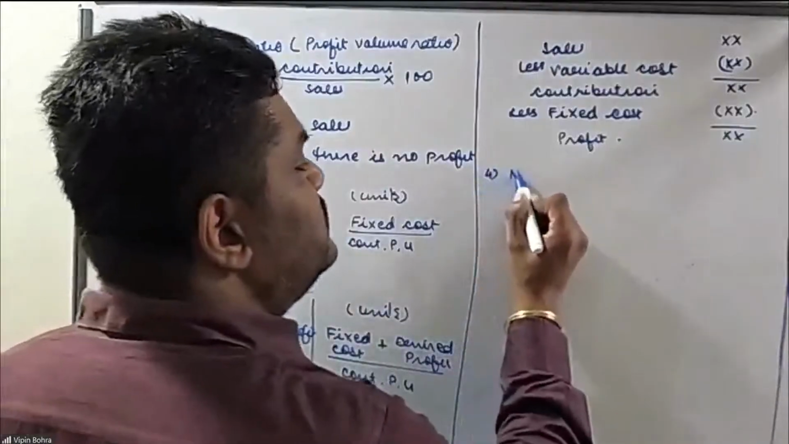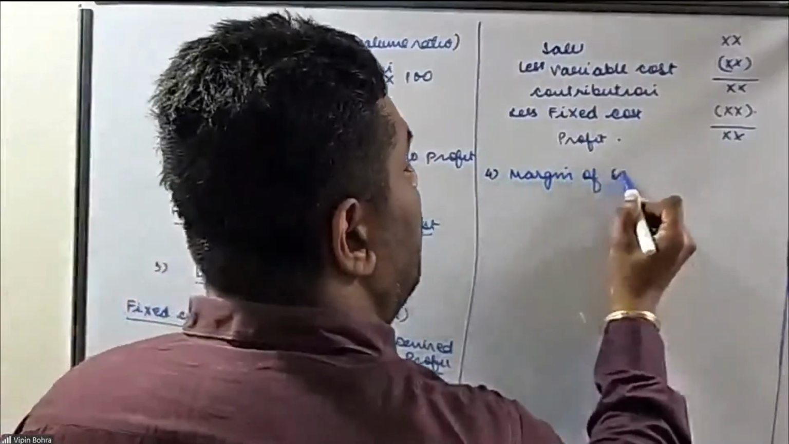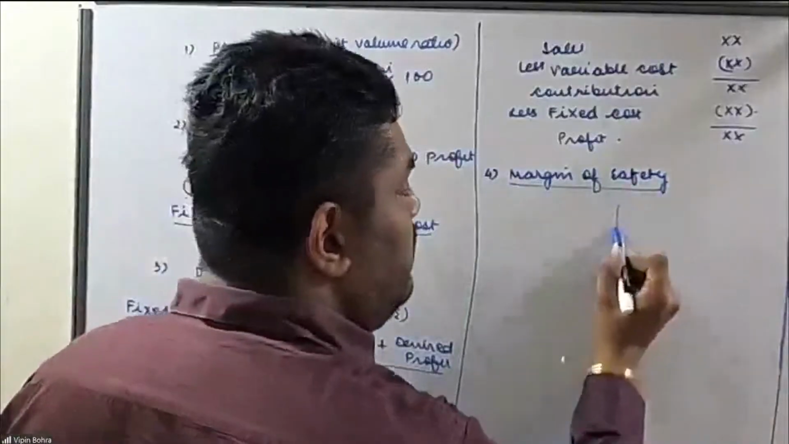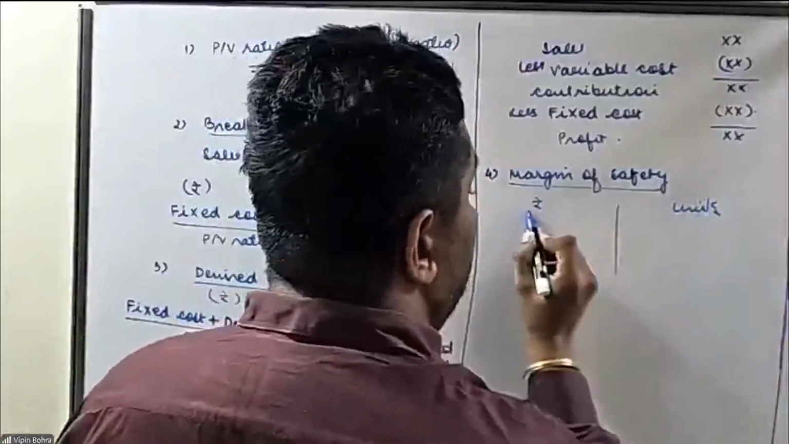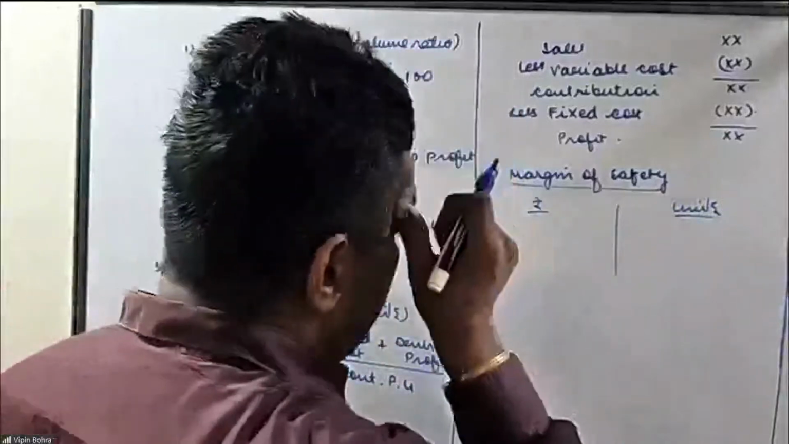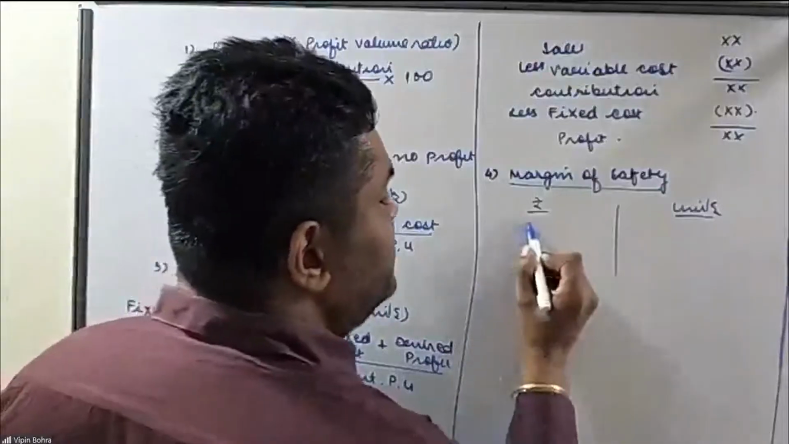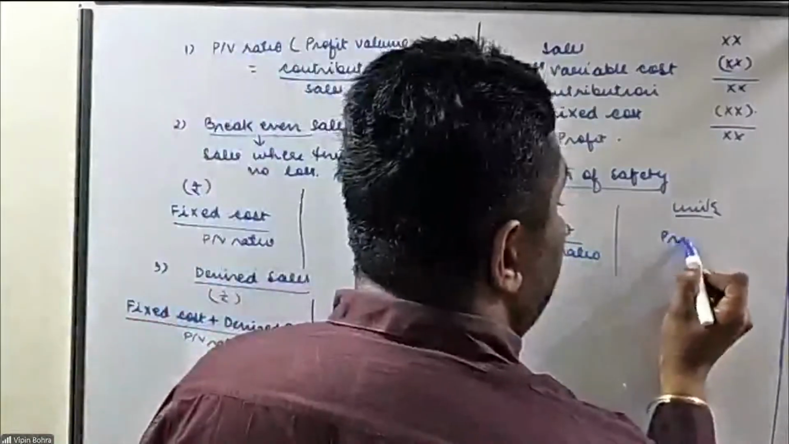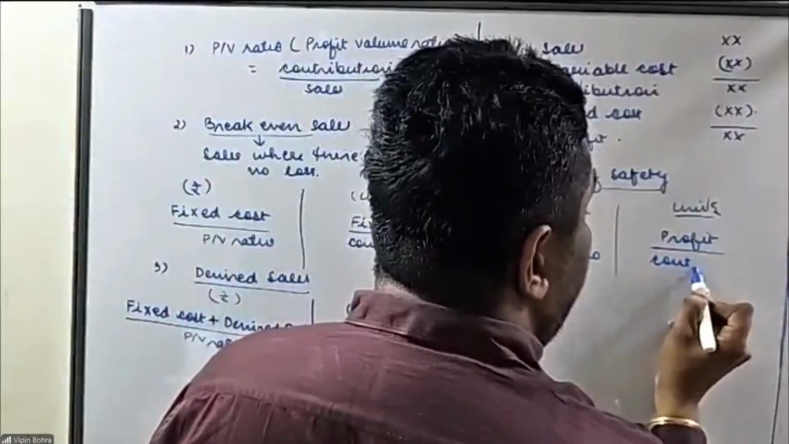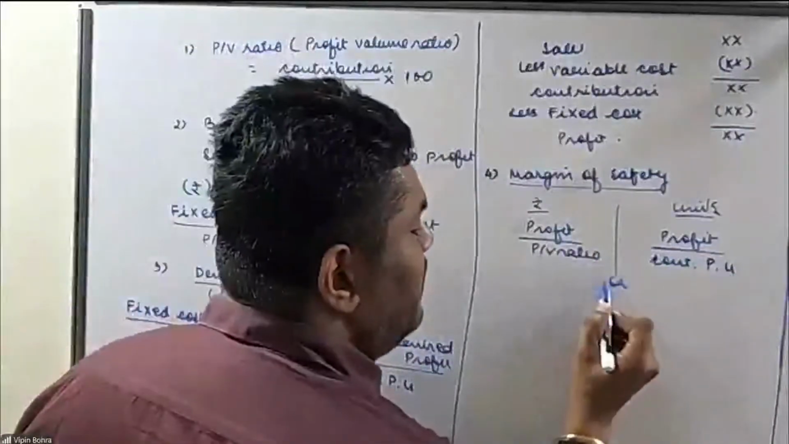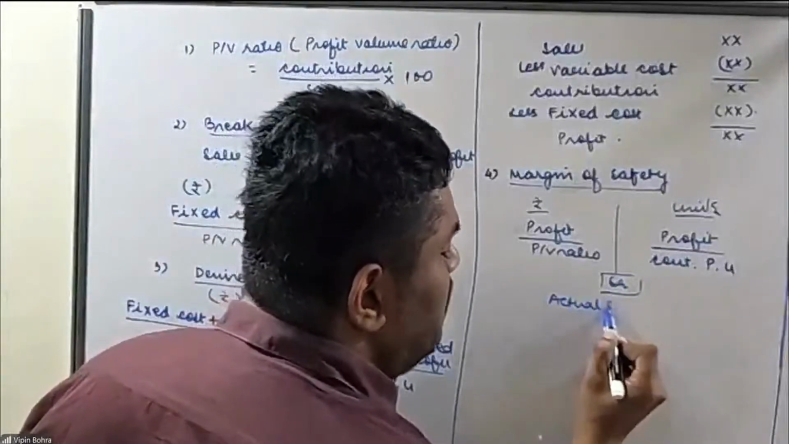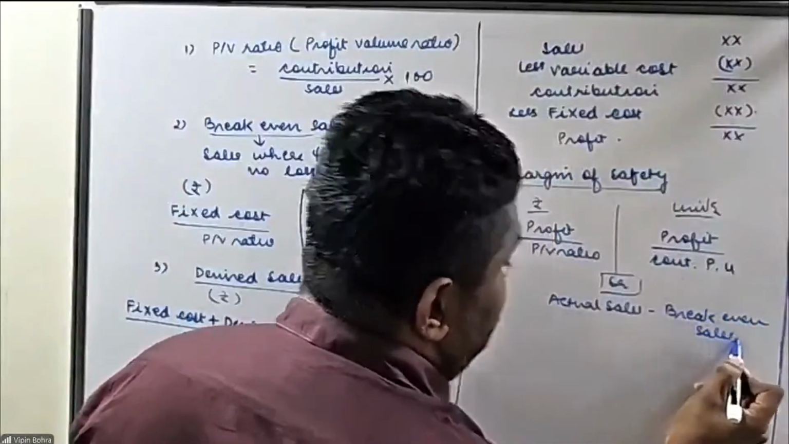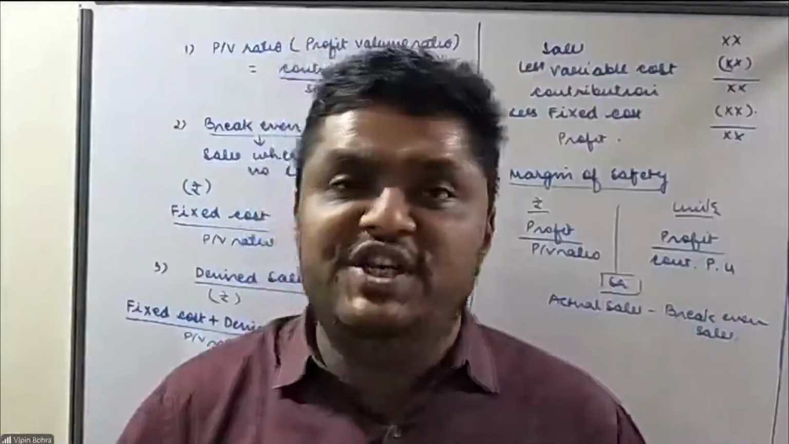Thereafter, the next concept we discussed was margin of safety. Again, we can calculate it in rupees and units. When you want to calculate it in rupees, it is profit divided by PV ratio. If you want to calculate it in units, it is profit divided by contribution per unit. Alternatively, actual sales minus break-even sales. So these are the terms we discussed in the previous session in detail.